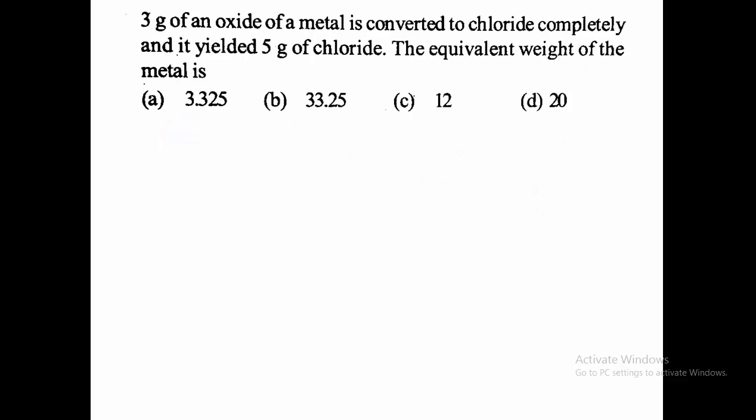That is 63. Next question. 3 gram of an oxide of a metal is converted to chloride completely and it yielded 5 gram of chloride. The equivalent weight of the metal is. So here you have to find the equivalent weight of the metal. Initially, when that metal is reacted with oxygen, which weighs around 3 gram, it is converted into chloride completely and yielded 5 gram of chloride. We need to find the equivalent weight of the metal by using the data given here.